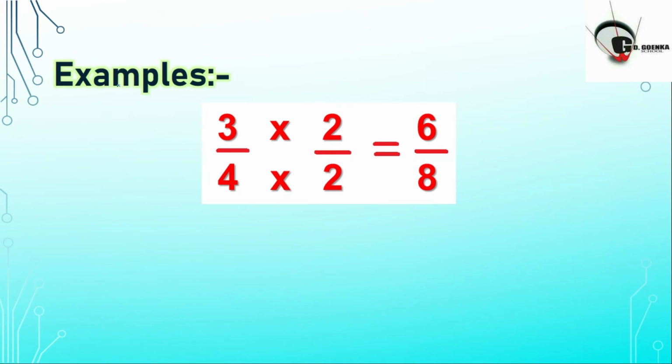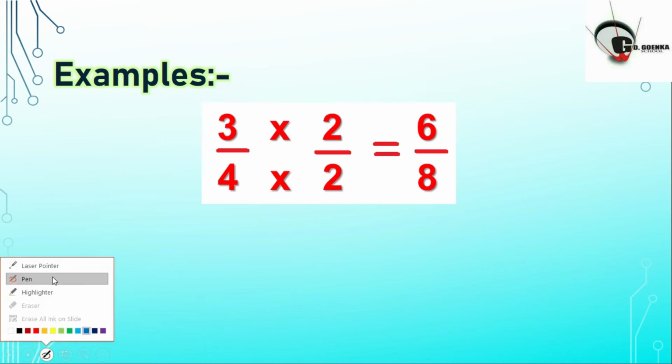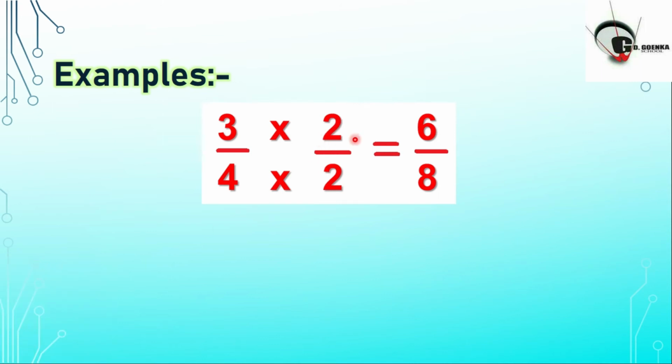Next, let us have some examples. Like, if I have to make 3 by 4, 3 by 4 means out of 4 parts, I have 3 parts and I have to make an equivalent fraction. So I can take any number to multiply to make it an equivalent fraction. Like I have taken 2, I have multiplied the numerator by 2 and the denominator also by 2. So it will be 3 2s are 6 and 4 2s are 8. So that means 3 upon 4 and 6 upon 8 are the equivalent fractions.